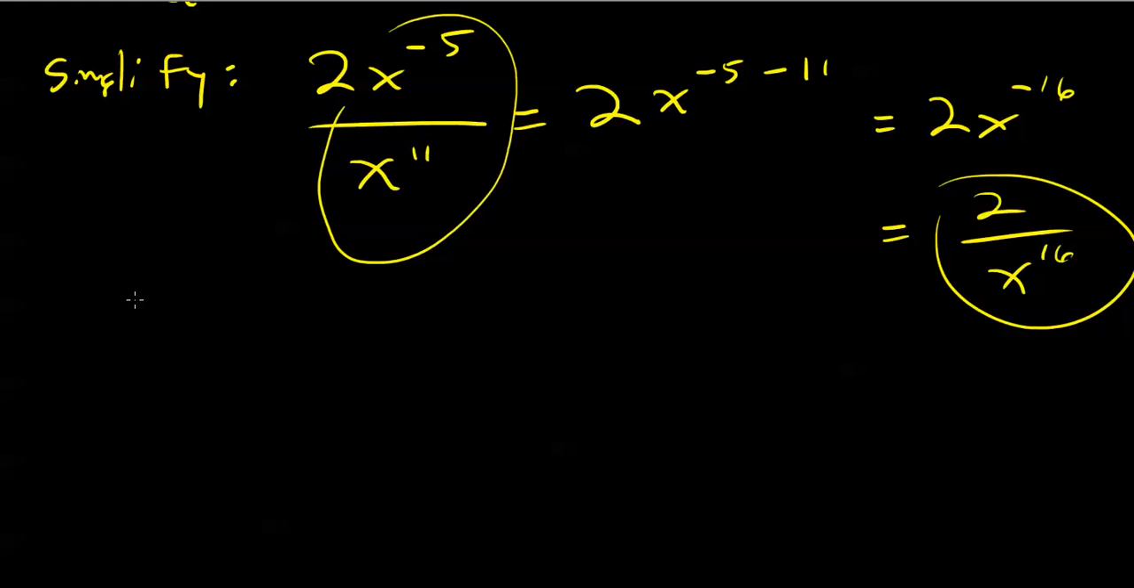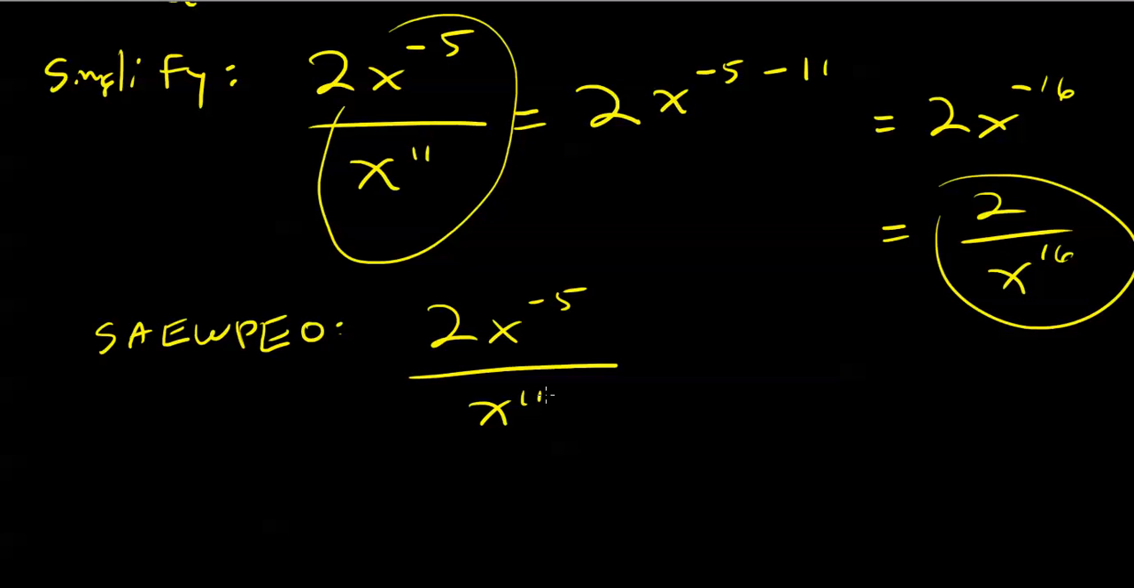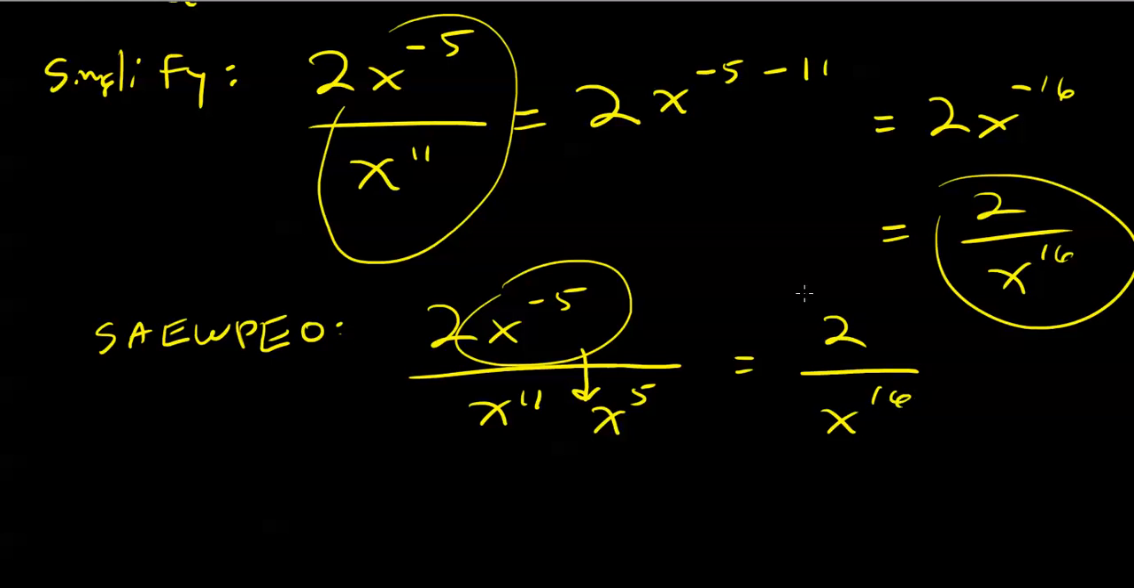Alright, probably an easier way to do this. You probably saw it. Same problem. I notice I've got a numerator factor with a negative exponent. I can move this downstairs as a factor by changing the exponent sign from negative to positive, and I end up with 2 over x to the 16th power in the denominator, right? So, same problem, a little bit of a different way to do it, okay?